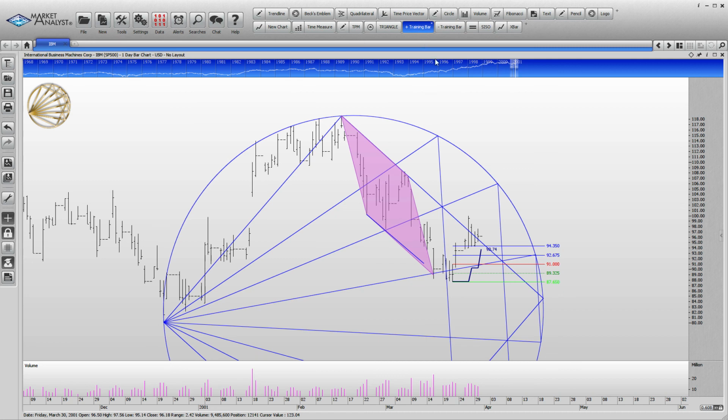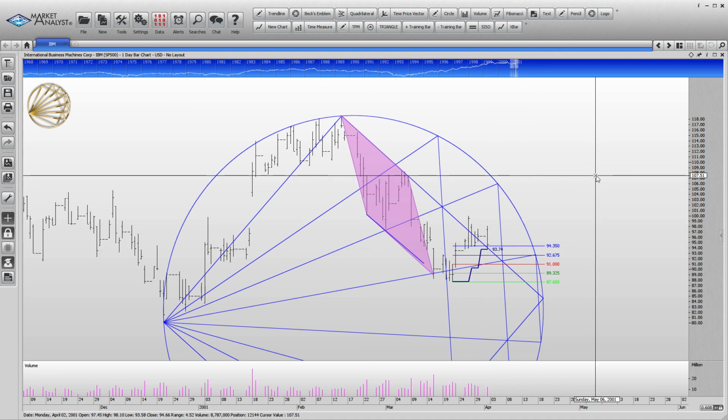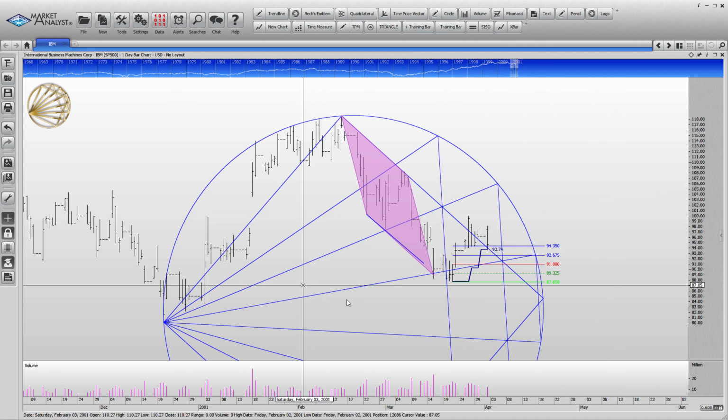Okay, so now we're using the 3-bar trailing stop. It's above 91. Okay, and stopped out at 93.74. All right, so that was just showing you how to do a bullish 38.